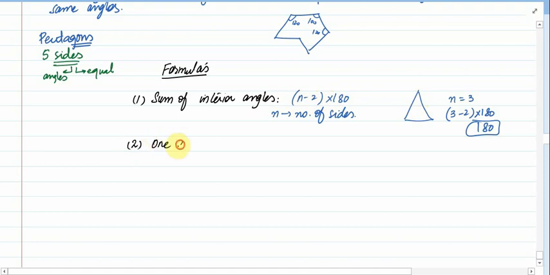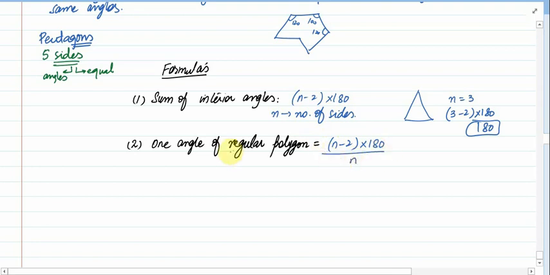Alright, second working formula: one angle of a regular polygon. If you find the value of any one angle of a regular polygon, it's n minus 2 into 180 divided by n, because in a regular polygon all sides are equal, all angles are equal. That's why we divide the whole angle sum by the number of sides, so you will get the value of each individual angle.